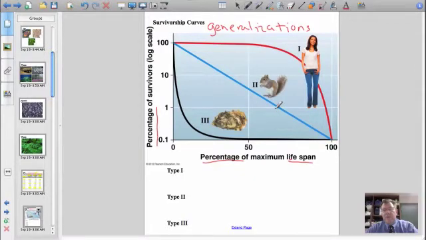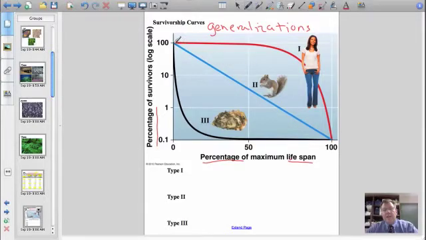We're not looking at actual numbers, so even though a squirrel may only live for 3 years, that may be his max lifespan, and a human may live for 95 years, that's her maximum lifespan. Since we're calculating as a percentage, we can compare them directly. So what do we find?